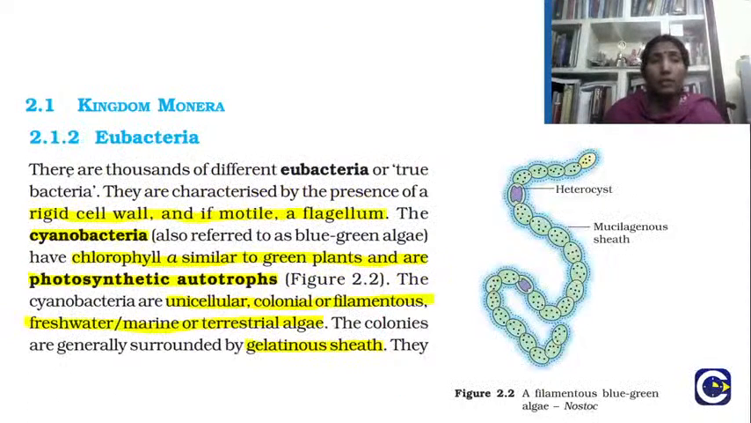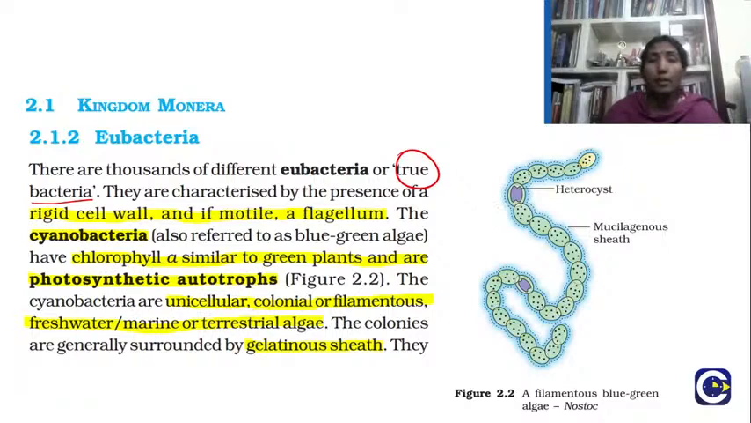Then we have eubacteria. There are thousands of different eubacteria, which are also called true bacteria. They are characterized by the presence of a rigid cell wall, and if motile, they have a flagellum. That's the difference. Then you see the cyanobacteria. The cyanobacteria will have chlorophyll A, similar to the green plant, so you call them photosynthetic autotrophs.